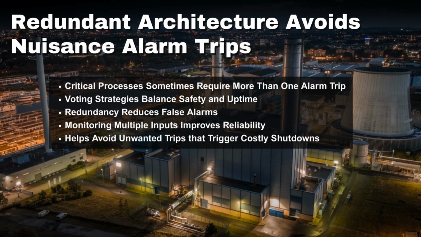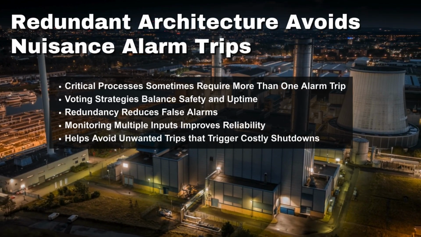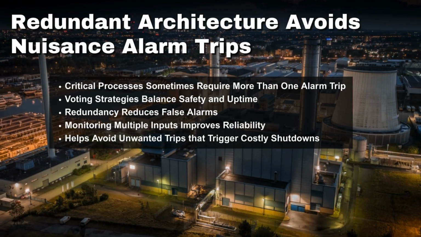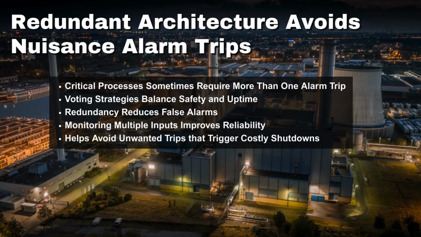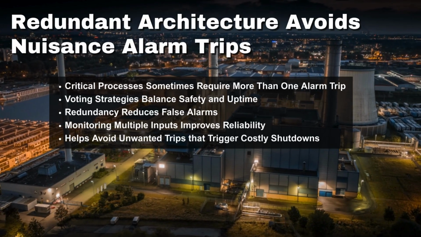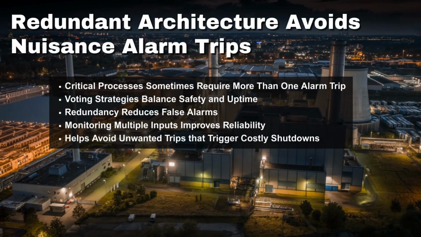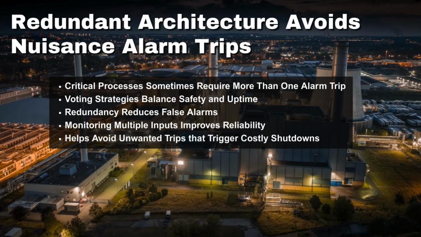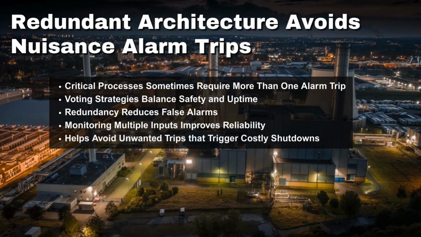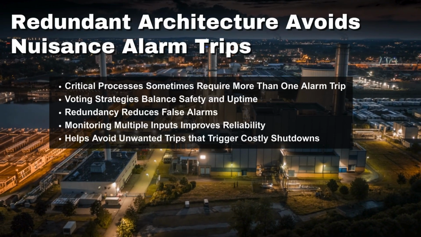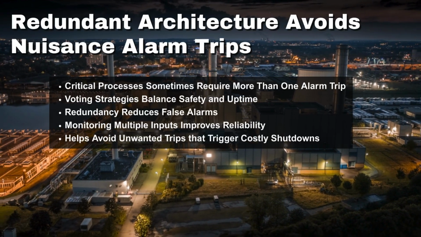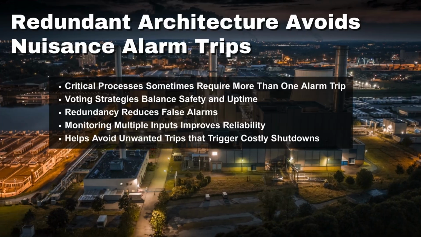In this video, we explored why critical processes demand more than a single alarm trip, how voting strategies like 2 out of 3 balance safety and availability, and how redundant alarm trips reduce false alarms while maintaining protection. By employing these dynamic alarm architectures, you can improve reliability, avoid costly downtime, and keep your process running safely and smoothly.